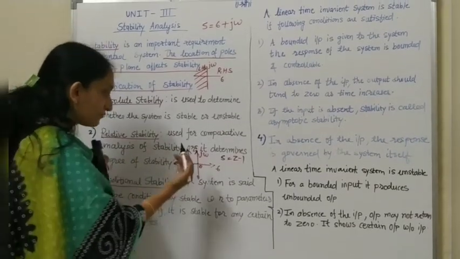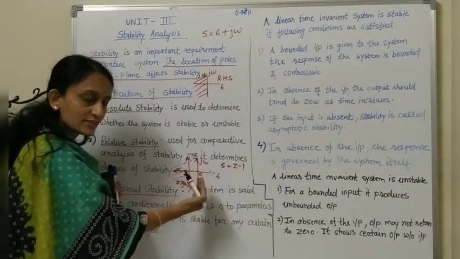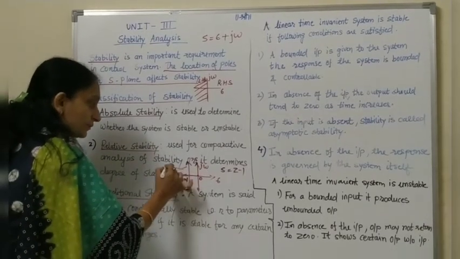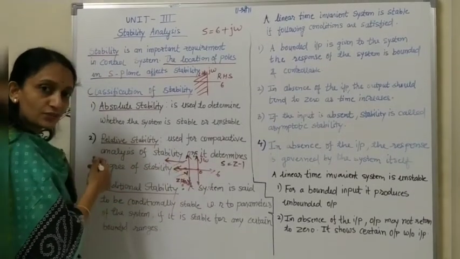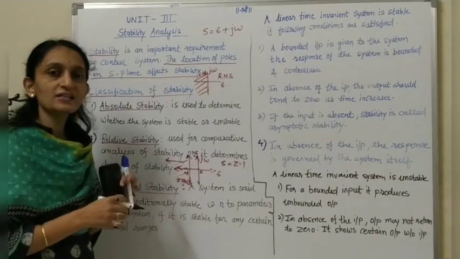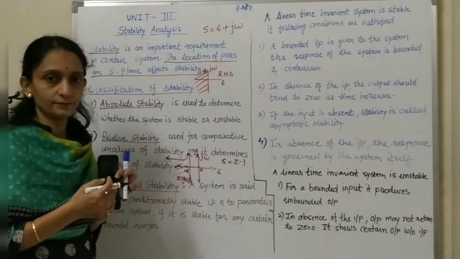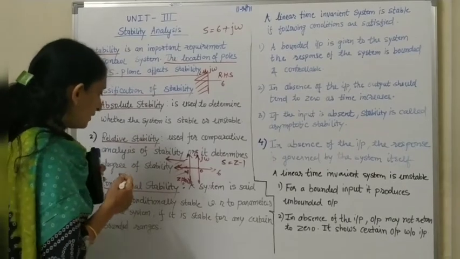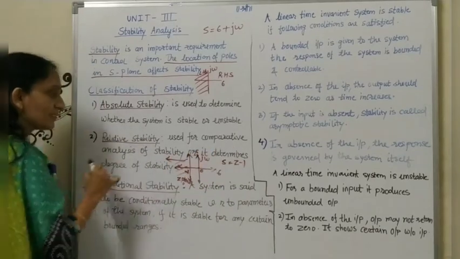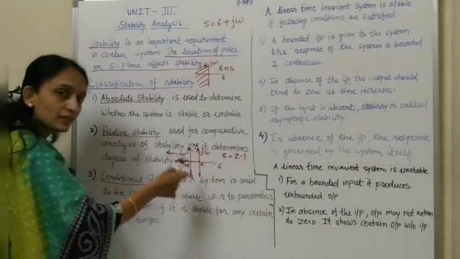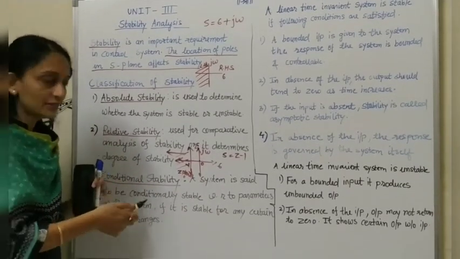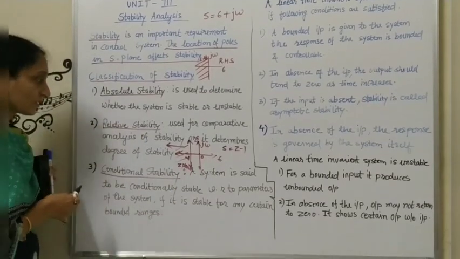Why? Because after shifting this j omega axis to the new plane, the Z plane, all the poles are going towards left hand side. If the poles are away from origin, in that case you can say that the system is more stable. I hope now you are getting the concept. Relative stability means used for comparative analysis. So we are comparing these two things. The previous system is stable, but now we are calculating the degree of stability, which is called relative stability. I hope you got the concept of relative stability.